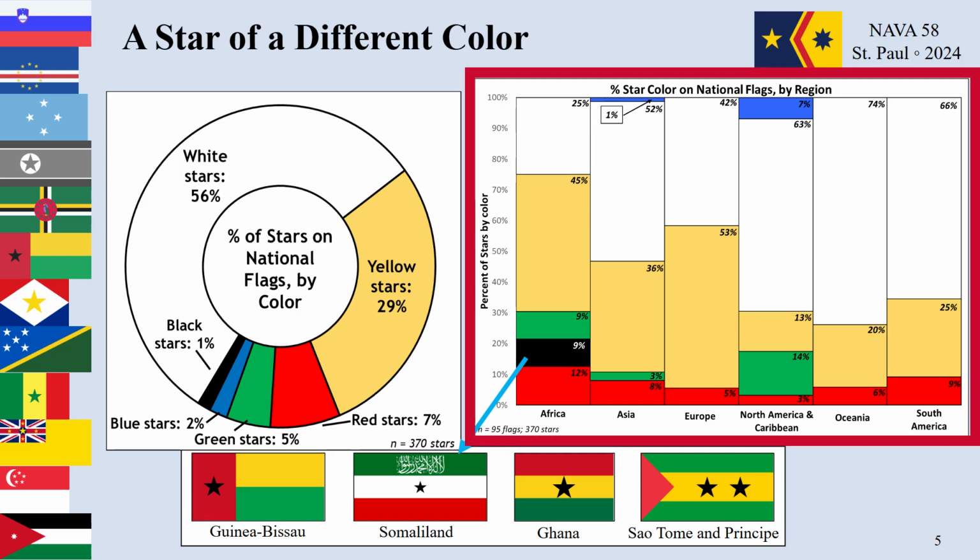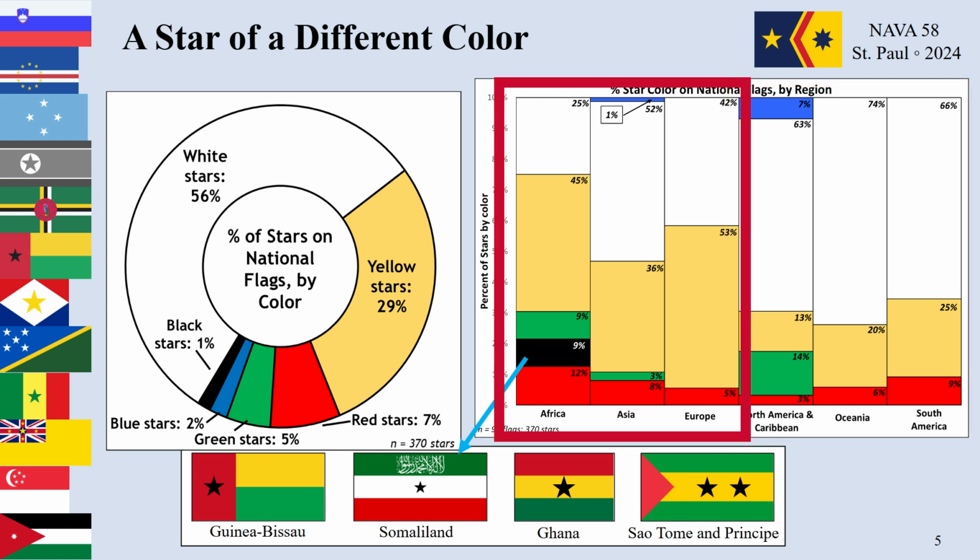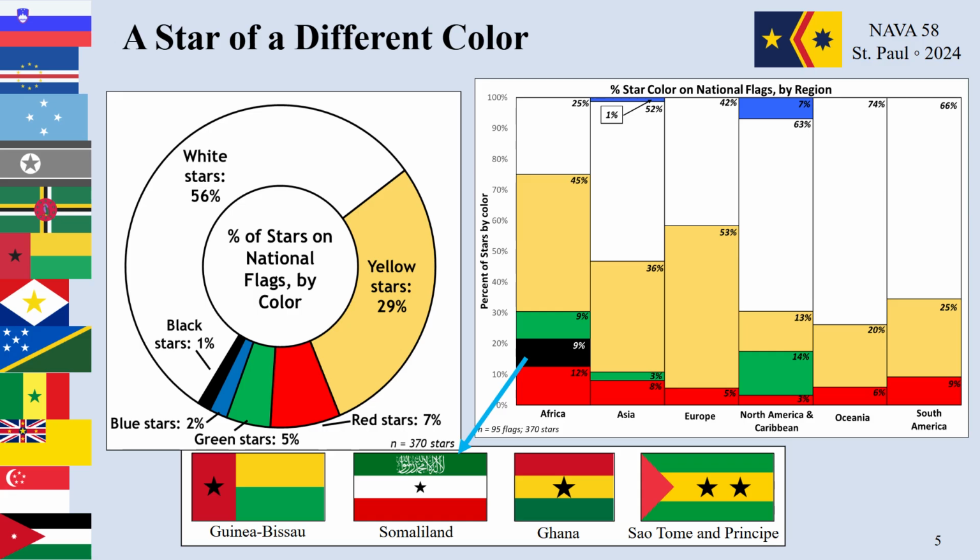The stacked bar chart on the right here shows that data in a geographical context. You can kind of see that two-thirds of all stars in North America, Oceania, and South America are white, versus the trends in Africa, Asia, and Europe. So essentially that's saying that white stars dominate in North America, Oceania, and South America, whereas yellow stars tend to dominate in Africa, Asia, and Europe.